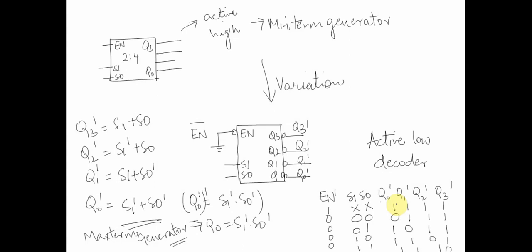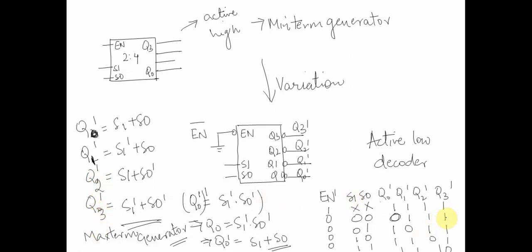All right, there is a mistake over here. As I said, Q0 bar is 0, so Q0 is S1 bar dot S0 bar, and if I assume Q0 bar, by De Morgan's law it will be S1 plus S0. So if you see, this is reversed. This is not Q3, this is Q0, this is Q1, this is Q2, and this is Q3.